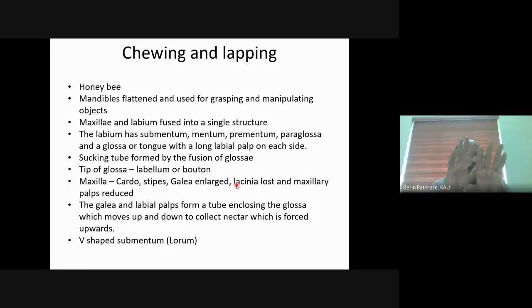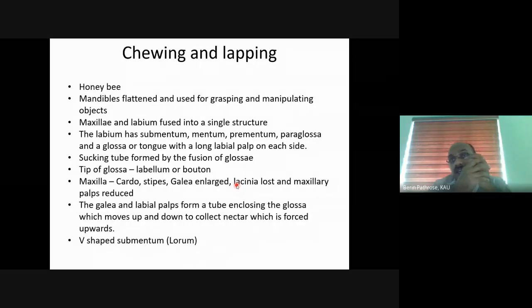Labium has all the parts. It has submentum, mentum, prementum. We have a paraglossa and glossa. All the parts of the labium are present: submentum, mentum, prementum, glossa, and paraglossa. But the difference is that the glossa is elongated into a tongue or tube-like structure. The glossa is extremely elongated.